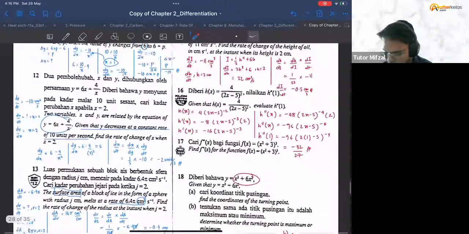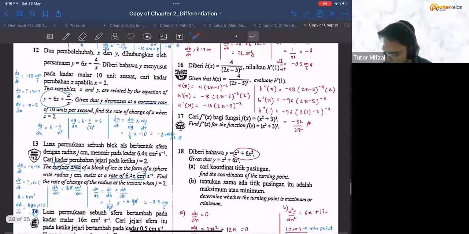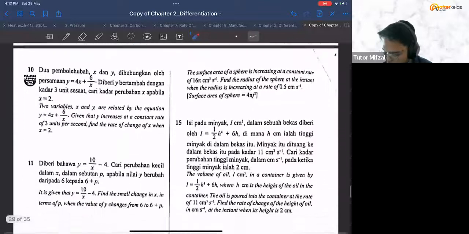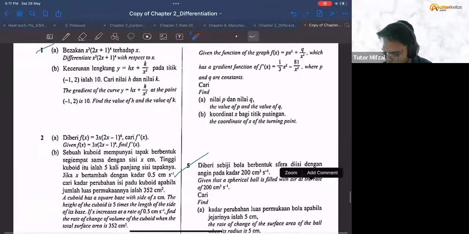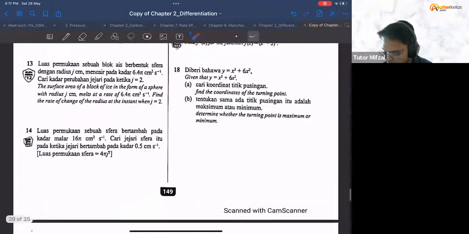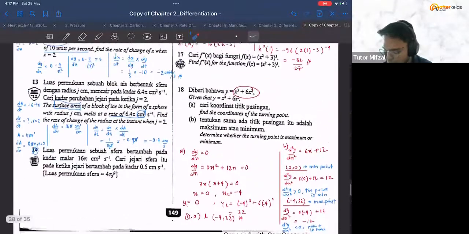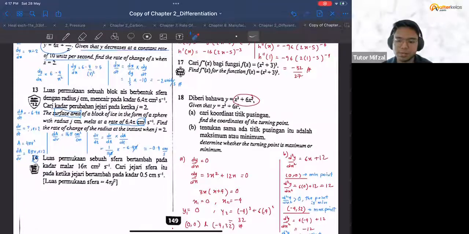Okay, so question number 8 done. And this one is just a repetition. And yep, we are done for the first paper. Habis dah paper number 1. So technically, that is what you need to know for the first section, section number 1.